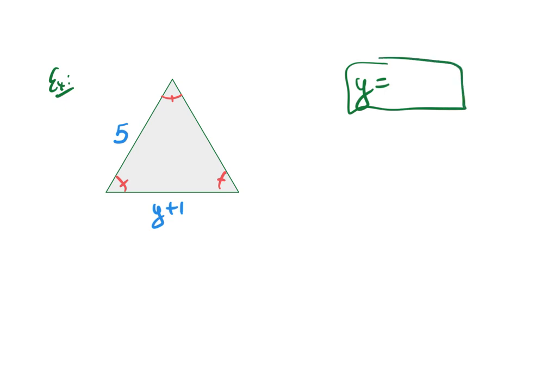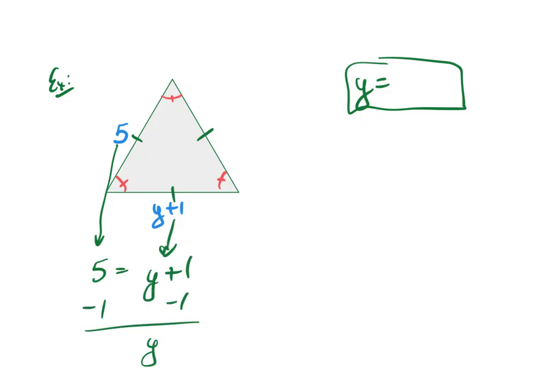The answer is sure, no problem, because if all three angles are equal, that forces all three sides to be equal. And then, of course, you can see it's very obvious after that. We could then set 5 equal to y plus 1 and then solve the equation. So the value for y must be 4. Right? So there's some simple numerical problems that we could give to you.